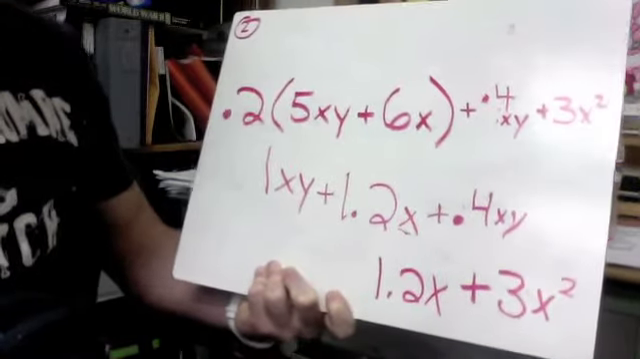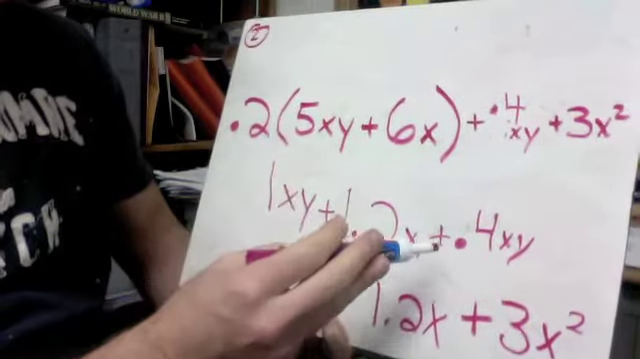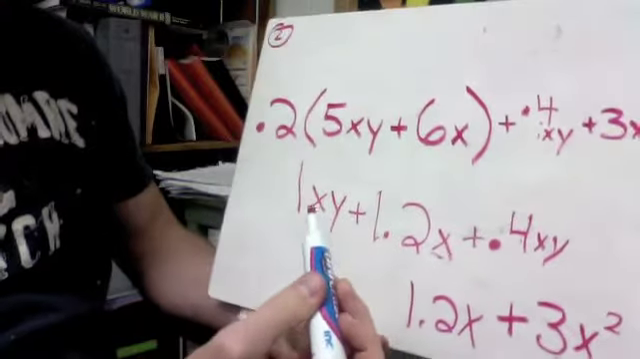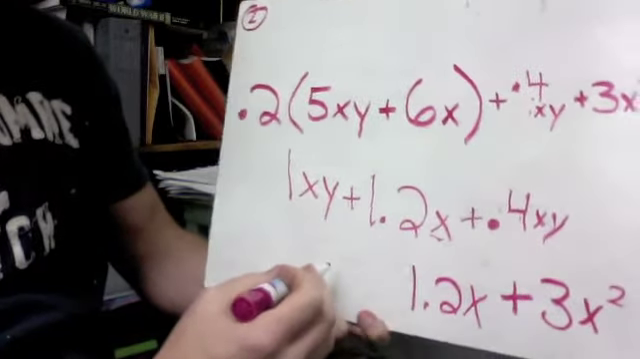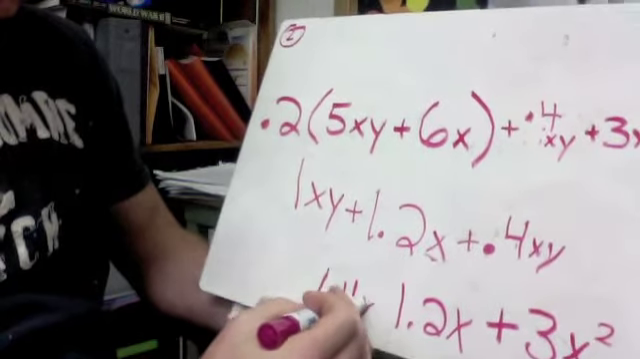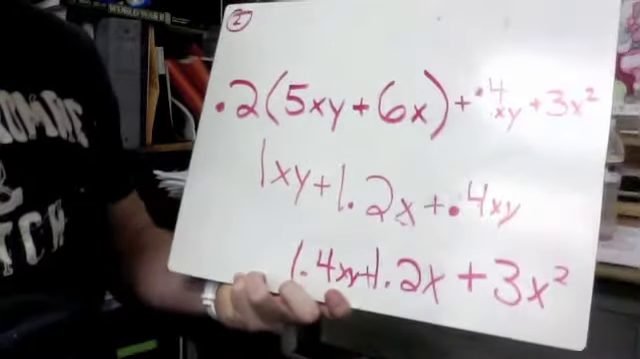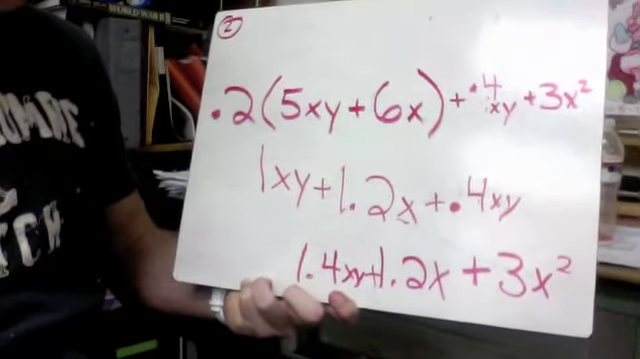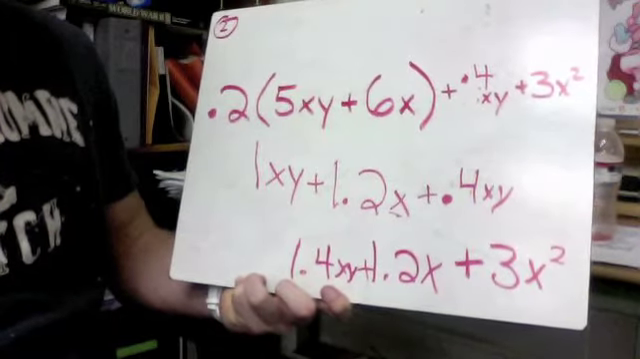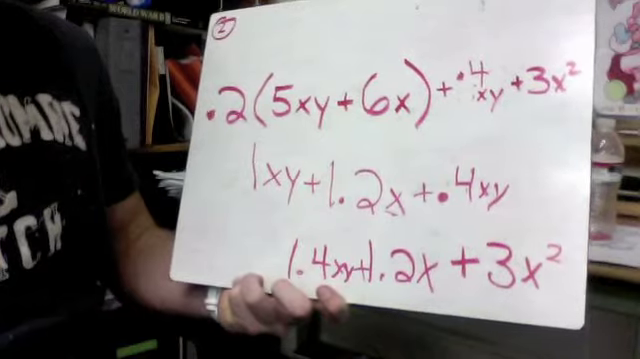1.2x. And then the other part we have to put together is just 1xy plus 4/10 xy, and 1 plus 4/10 is just 1 4/10, so it'll just be 1 4/10 xy. So just put 1.4xy. That was a positive 1.2. And your final answer is 1.4xy plus 1 2/10 x plus 3x to the second power. In a second here, I'll show you how to do it the fraction way.